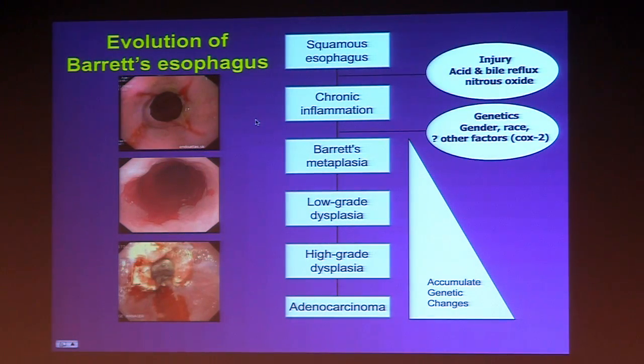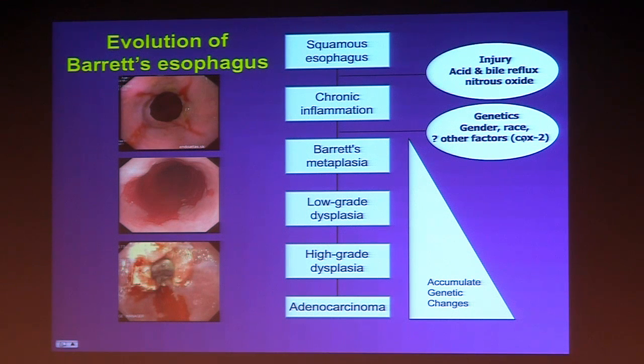So I kind of alluded to this earlier, but essentially the cycle is you go from chronic reflux leads to the development of Barrett's, and then Barrett's can over time progress to low grade, high grade, or even cancer by an accumulation of abnormal genetic changes.